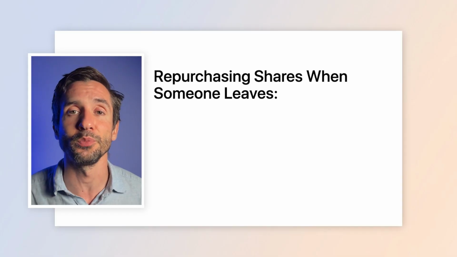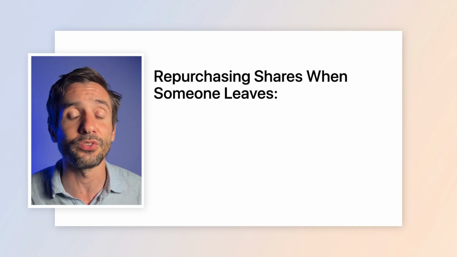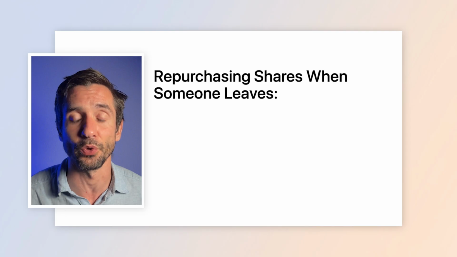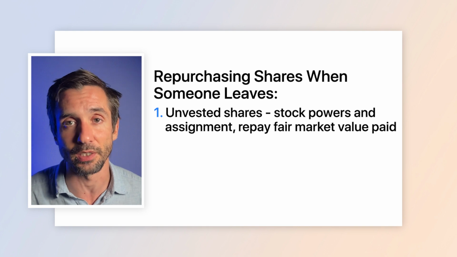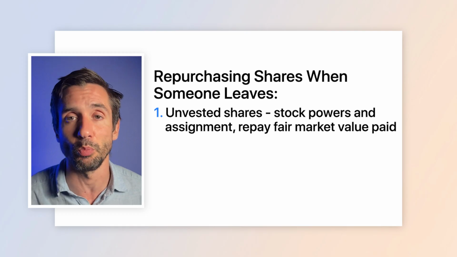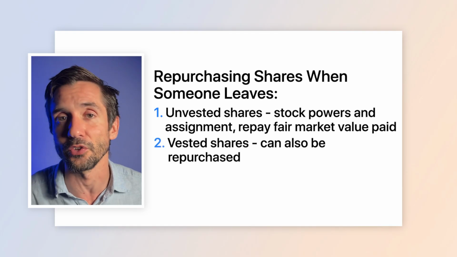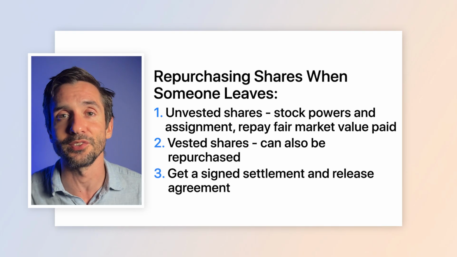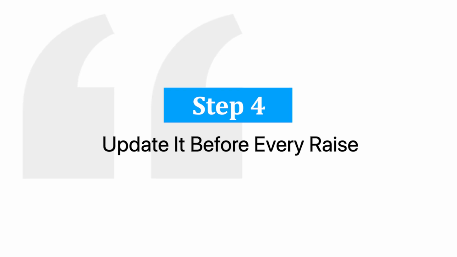One of the biggest problems that founders don't recognize is that when a co-founder or an employee leaves, the company needs to properly exercise its right to repurchase unvested shares, which is usually done via a stock power and assignment. They need to repay the person leaving the fair market value that the person paid to initially purchase their shares. You can also make an offer to repurchase vested shares as well, and you want to make sure to obtain a settlement and release agreement from people who leave your company, which goes alongside the agreement to repurchase the vested shares.